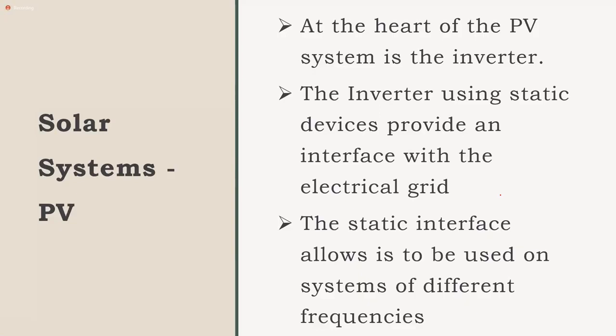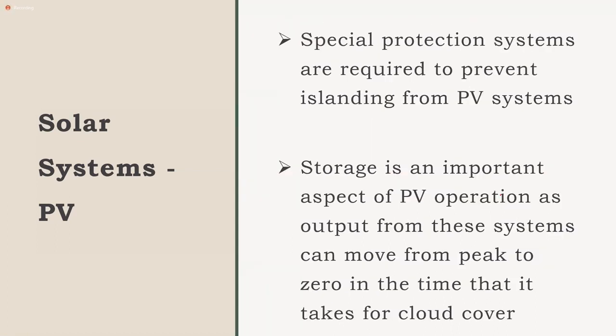And then, if I decide to move to Cuba or Antigua or St. Kitts, I can take it with me and use it there in their 60 hertz systems. Yes? So it allows you to use different frequencies because of the type of interface. And then the last thing for today: if you're going to be interfacing and selling power to the grid, you require special protection to avoid islanding. And storage is a critical component of solar systems.